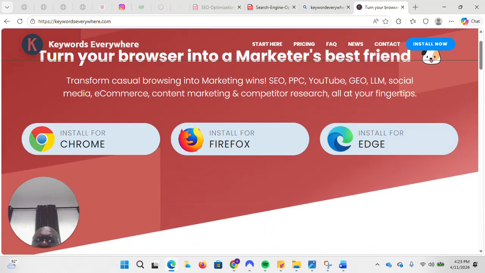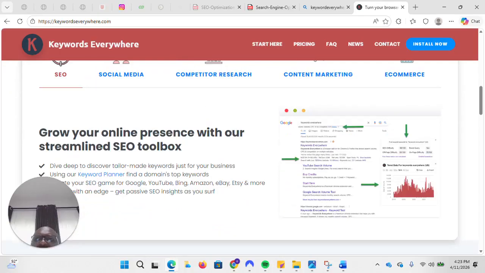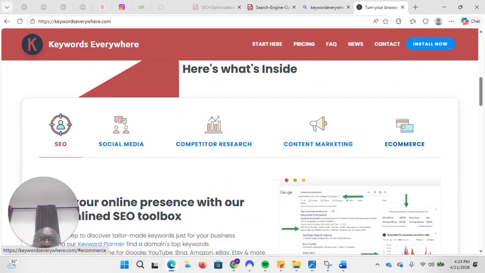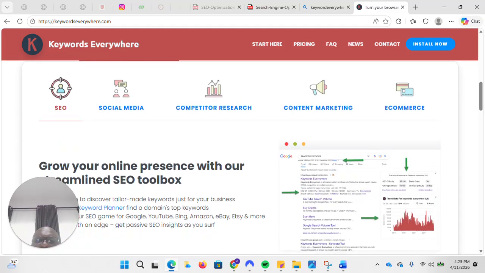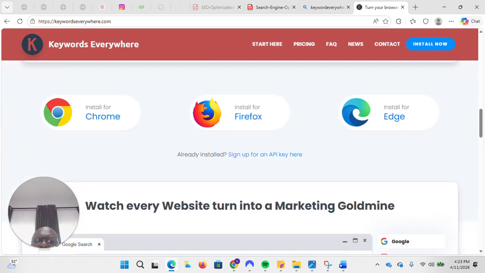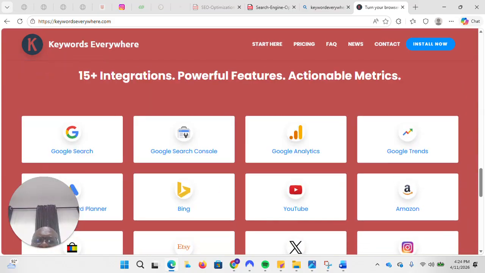It can give you keyword ideas based on everything you are searching for online, and it can also help you in your content plan. You can use it in search engine optimization, in social media, in competitor research, content marketing, and e-commerce. Extremely important. You can grow your online presence with our streamlined SEO toolbox. So all you need to do is to install this extension on your browser and you're good to go.